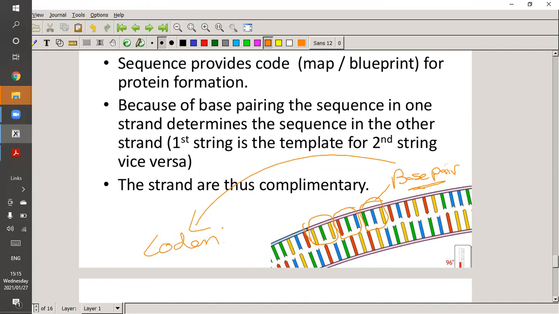And that codes for one amino acid of the protein. And amino acids make up proteins. They're the building blocks of proteins. They are the monomers of proteins. They are the bricks of the building of the proteins. And so each three of these codes for one amino acid. And we're going to go into more detail when we do protein synthesis.